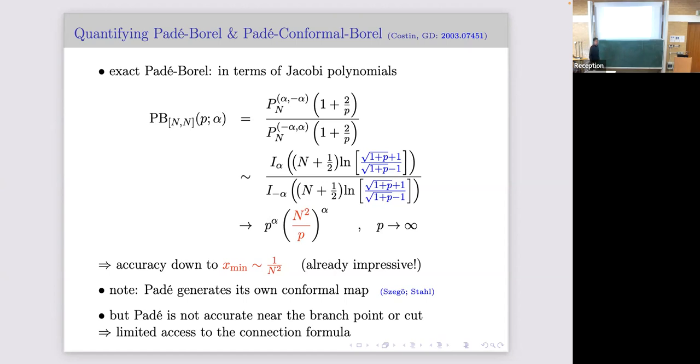However, this also tells you immediately, just one more thing. Since Padé is trying to represent a branch cut by poles, it tells you that even though Padé does remarkably well away from these would-be branch cuts, it's hopeless near them. There aren't poles. It's a branch cut. So we need to do better than that.